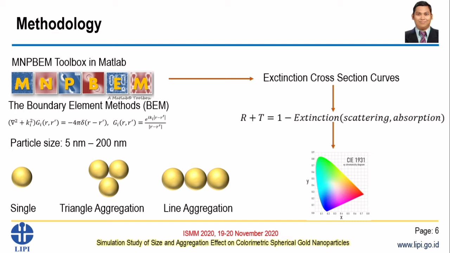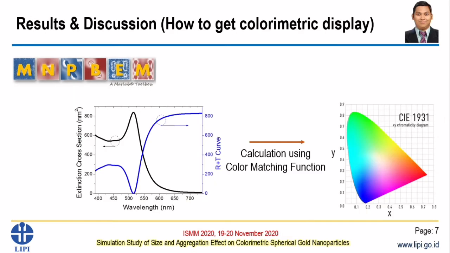We simulated single gold nanoparticles which represent monodispersed configuration and triangle and line arrangement which represent aggregation configuration for a particle size from 5 nanometer until 200 nanometers. Let me tell you how I can get predicted color in this work.